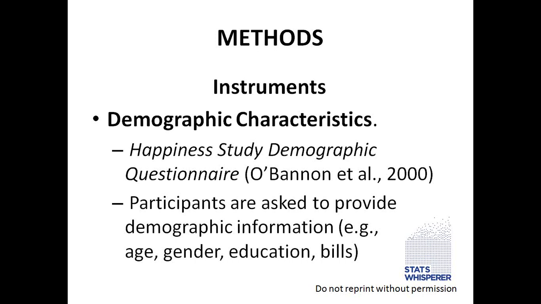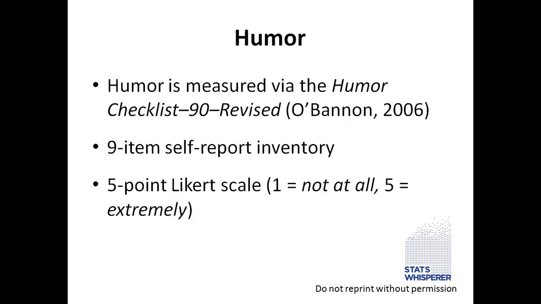And then you start describing what the instrument asks of study participants, as in participants are asked to provide demographic information: age, gender, education, monthly bills, right? So that's kind of the simple one. So let's take a little more complex instrument, right? So let's say we're looking at the instrument measuring humor. Okay, so the first thing we say is humor is measured via the humor checklist, right?